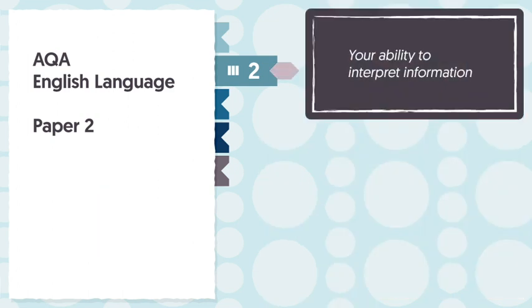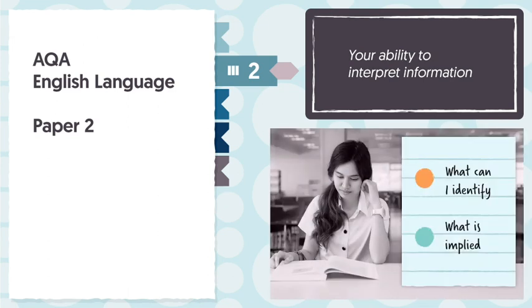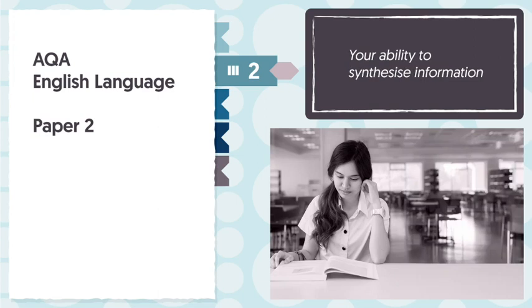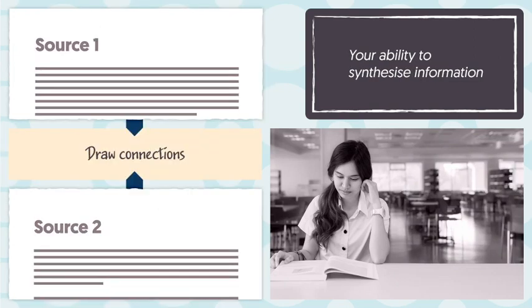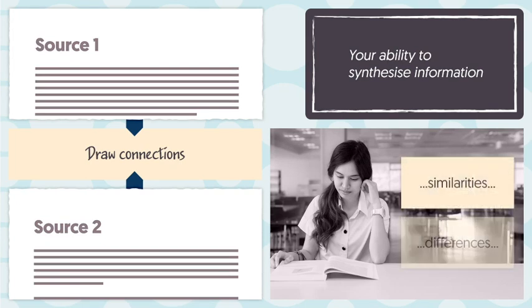The key skills in Question 2 are your ability to interpret the information you've read, so asking yourself, what can I identify, and also what's implied by the words on the page? You'll also need to show your ability to synthesize information. In other words, your ability to draw connections between the texts by looking at similarities or differences and comparing them. The question paper in the exam could ask you to either focus on the similarities or focus on the differences.